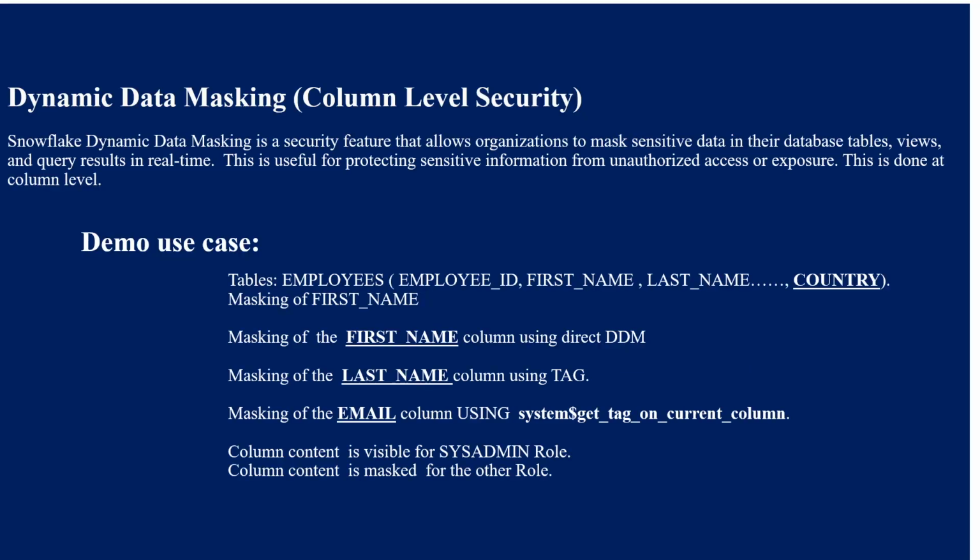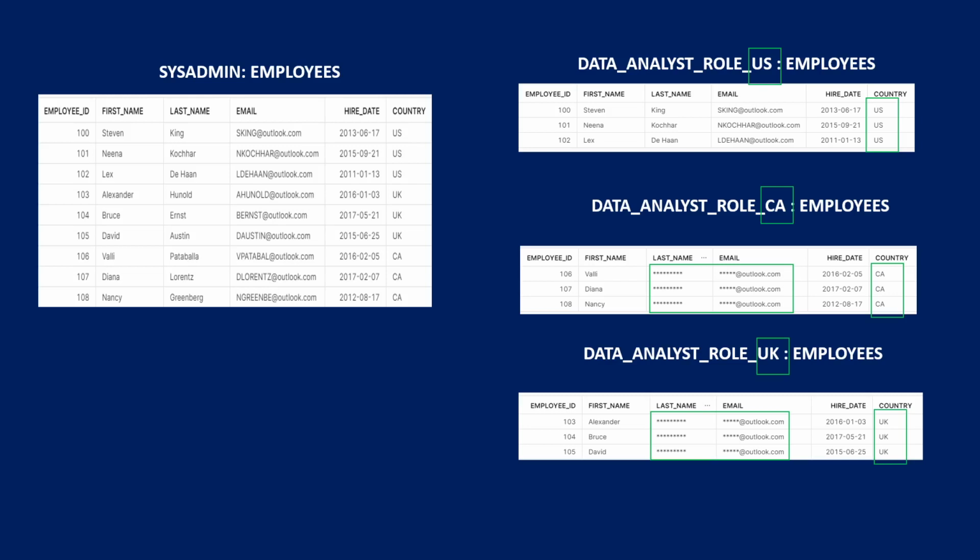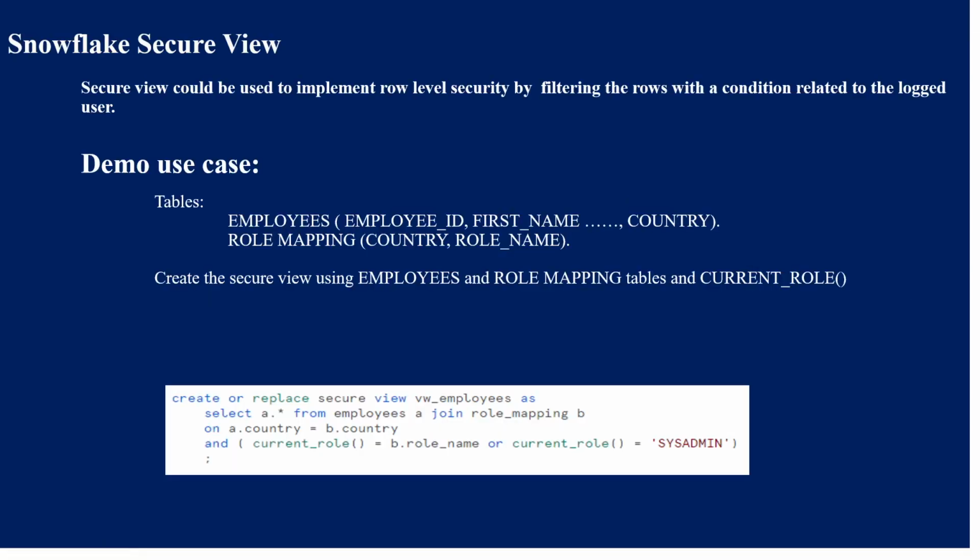Dynamic data masking, or column level security, is a security feature that allows organizations to mask sensitive data, for example for GDPR, for tables and views in real time. We'll also use the same table and mask first name, last name, and email. We'll create the masking policy, apply full or partial masking, and display metadata for the masking policy. The result will be masking for the roles that are not authorized to see the full content of the data.